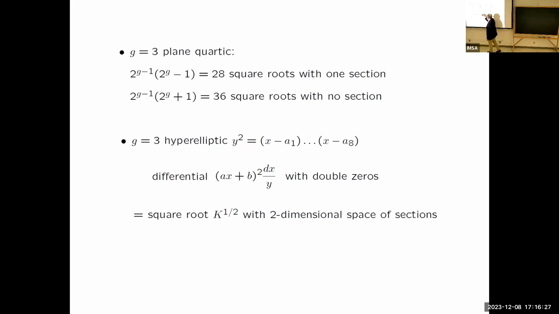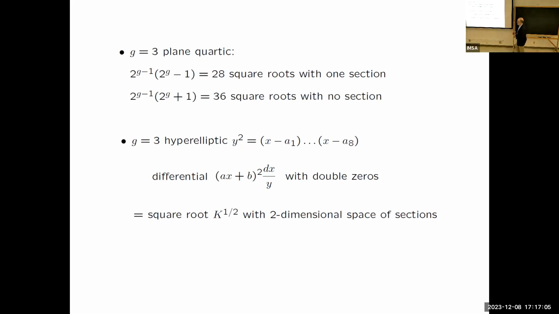Then this object here is a differential with double zeros. So instead of having 36 square roots with no section, you now have one with a two-dimensional space of sections. So A and B, this is the square of a section of k to the half. So if you like, AX plus B, and the square root of this is a section of k to the half, where there are two parameters A and B. So there's one square root which has the two-dimensional space of sections.